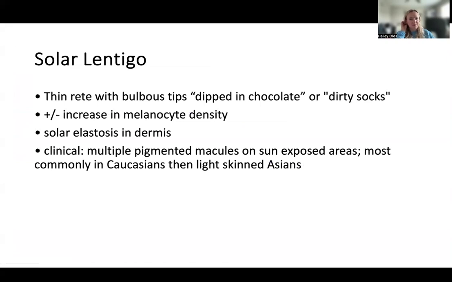This is what they're talking about when they say like dirty socks appearance or dipped in chocolate look. And then you may or may not have an increased number of melanocytes. And clinically, they're just tan macules in sun exposed areas.